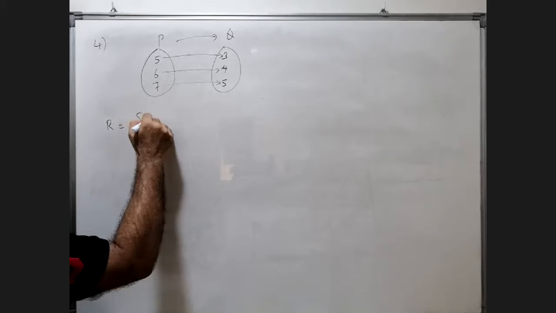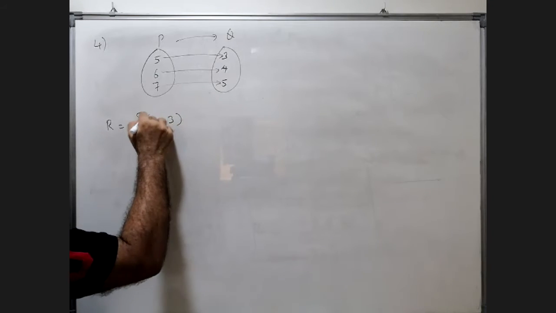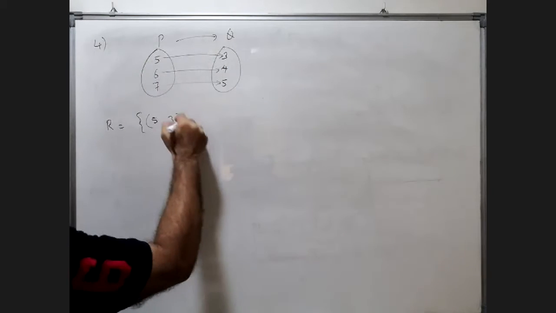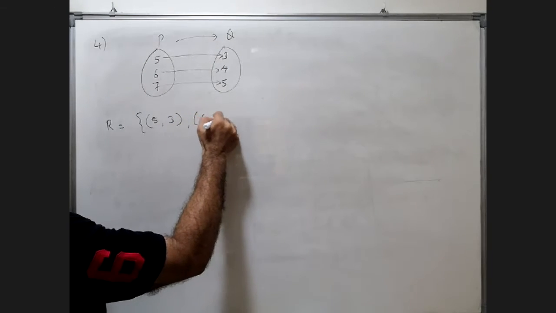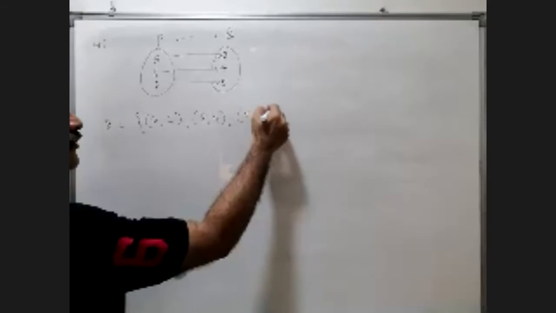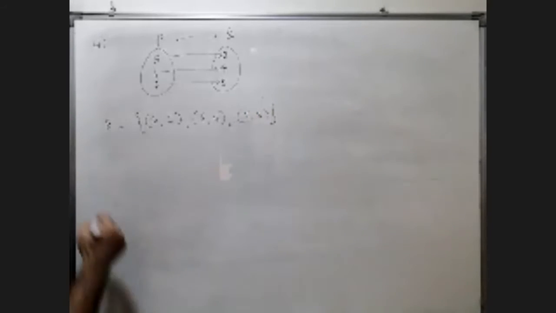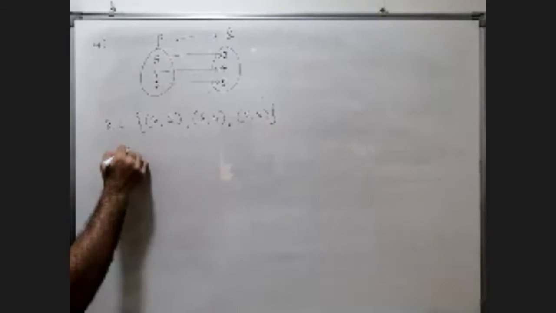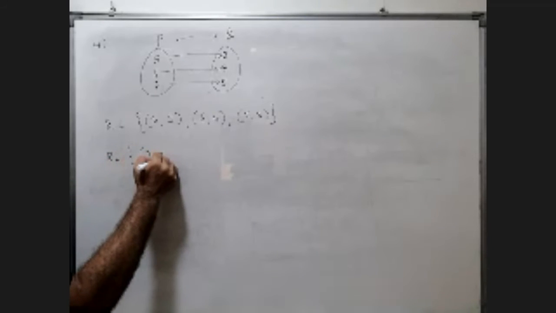5 and 3 are related: 5, 3. Second pair is 6, 4. Third pair is 7, 5. This is the roster form. Same thing in set builder form.